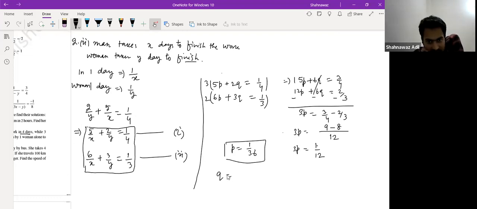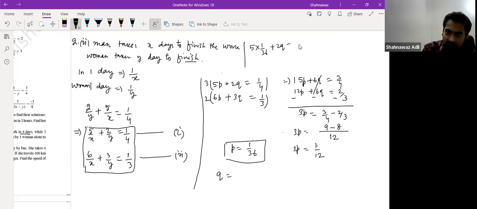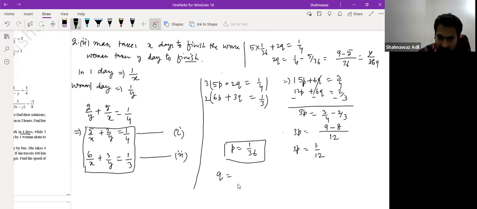Did you guys get the same p? Yes. And 2q is 1 by 4 minus 5 by 36. So this is 36, and this is 9 minus 5, so this is 4 by 36. Right, so 9. So 2q is 1 by 9, so q is 1 by 18, right?